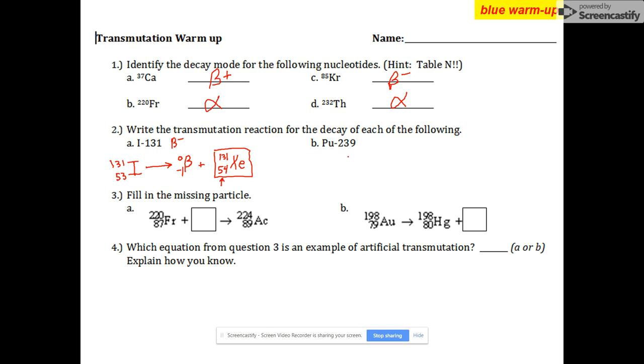Plutonium 239. First thing, look on table N, find plutonium-239, goes through alpha decay. Okay, this is one that's going to be easy. So we've got plutonium-239. Okay, figure out what is the charge of plutonium. And plutonium, where are you, plutonium?